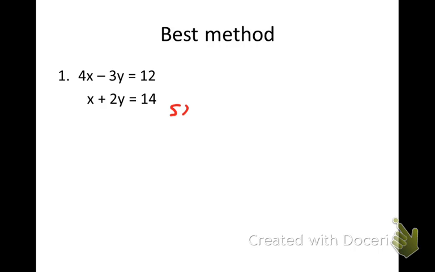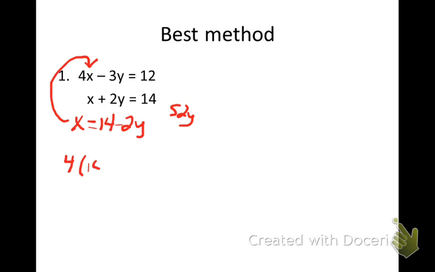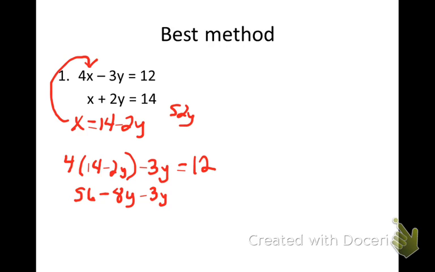So I'm going to subtract 2y from each side and get x equals 14 minus 2y. So now I'm going to substitute that back in here where the x is. It's going to say 4 times (14 minus 2y) minus 3y equal 12. Now it's just a matter of solving, so distributing your 4, you're going to get 56 minus 8y minus 3y equal 12. Simplifying on this side, I'm going to get 56 minus 11y equal 12.